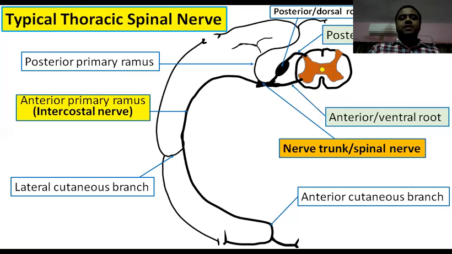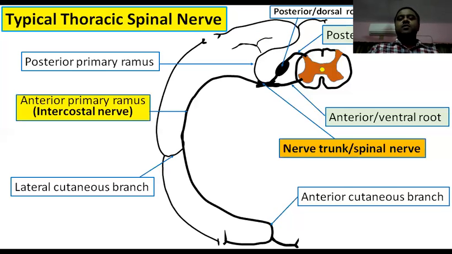Among them, the ventral rami of the thoracic 1 to 11 spinal nerves are known as intercostal nerves. And the ventral ramus of the thoracic 12 spinal nerve is known as the subcostal nerve. The typical intercostal spaces are the thoracic 3 to thoracic 8 intercostal spaces.